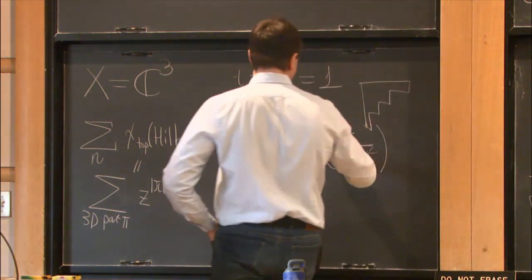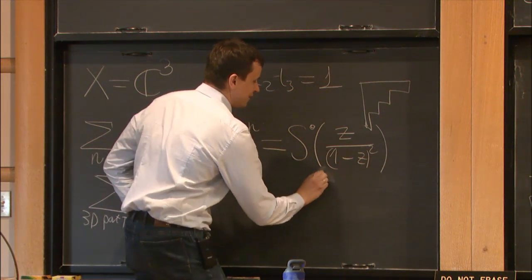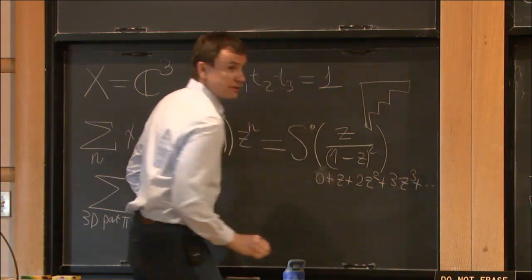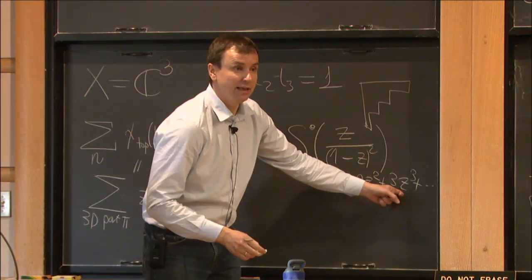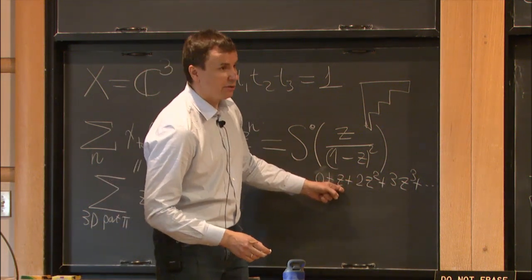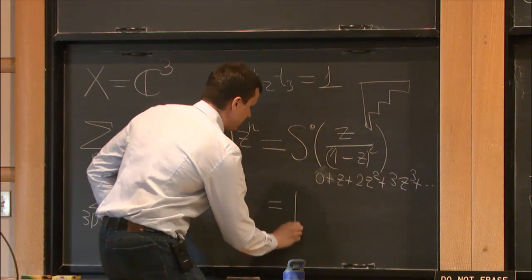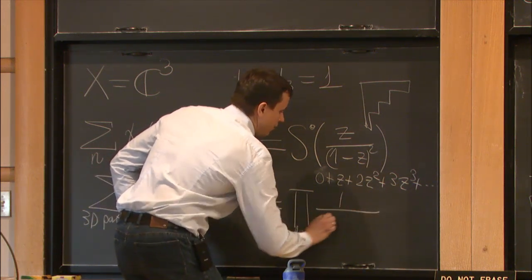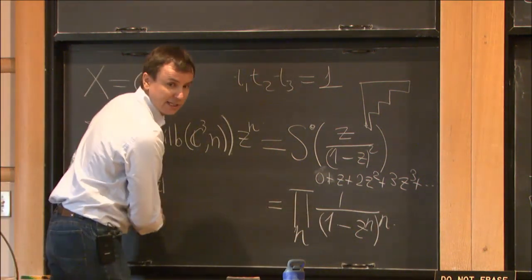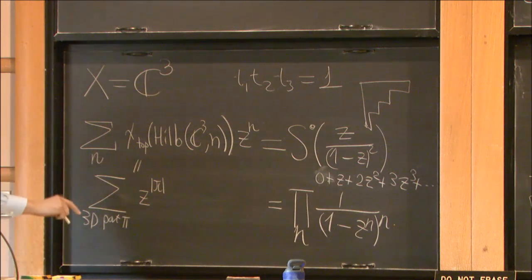What is this? If you expand this out, this is, of course, 0 plus z plus 2z squared plus 3z cubed, and so forth. So in each grading n, you get the number n. And so the symmetric algebra of that, what's it going to be? It's going to be a product. You have one generator of degree 1, two generators of degree 2, three generators of degree 3. And so it's going to be a product over n of 1 over 1 minus z to the n, the whole thing to the n. Which is, of course, a famous identity due to MacMahon. And this is some really souped up generalization of it.